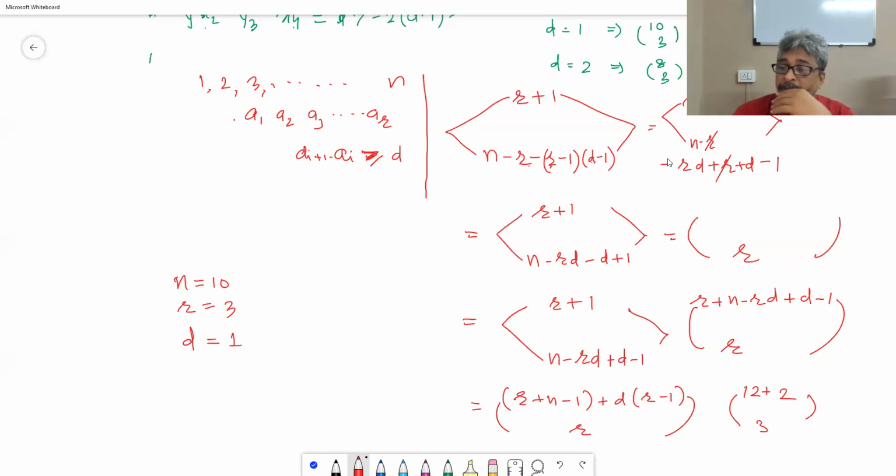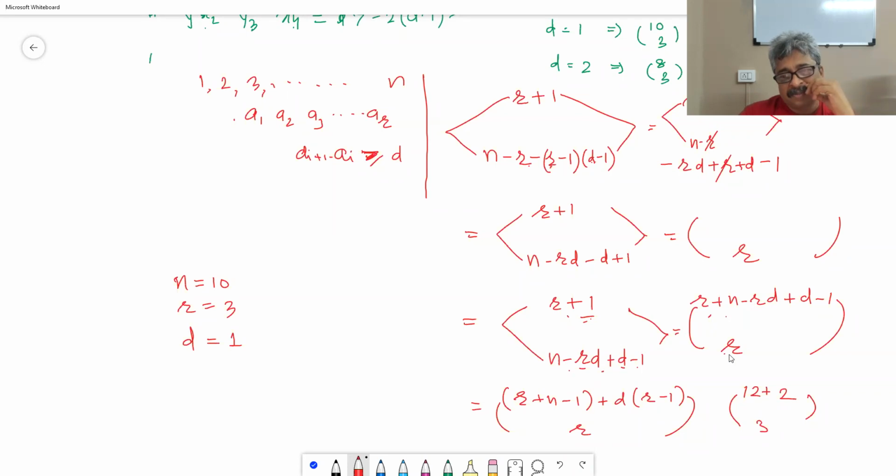Yes, sir, I know where. Tell me. Sir, first there was r plus 1, choose n minus rd plus d minus 1. And after that you directly took r plus n minus rd. You didn't include plus 1. In choose notation you subtract 1, no? Yes, sir, but you subtracted 1. Okay.